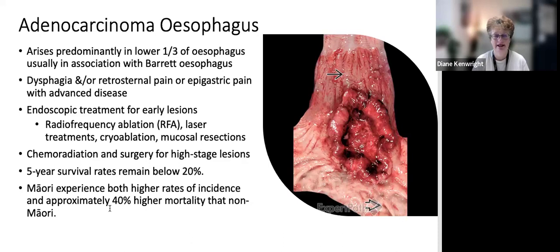But if there is a high stage lesion, then chemoradiation can be used, and there are some dramatic surgeries that can be done where the esophagus is partially replaced. Still, the survival rates remain below 20%, and Māori experienced both higher rates of incidence of adenocarcinoma and a higher mortality from it.